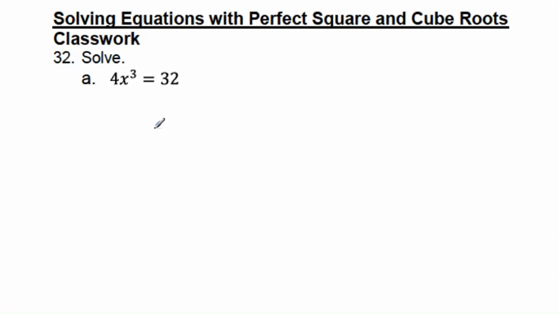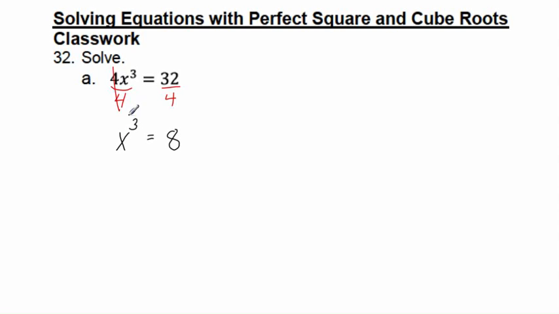We're multiplying by 4, so the opposite is dividing by 4. We have to do that on both sides to keep the equation true. It's a balance. 4 over 4 cancels out because it's 1, and 1 times that x cubed would keep it an x cubed. So there, we got rid of the 4. 32 divided by 4 is 8. Now we have x cubed.